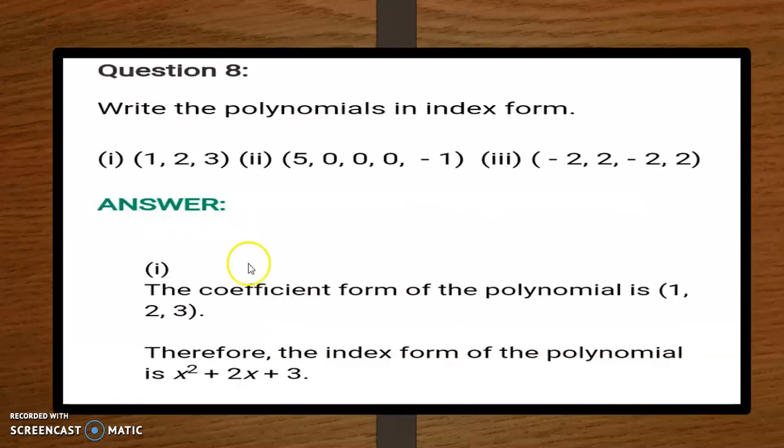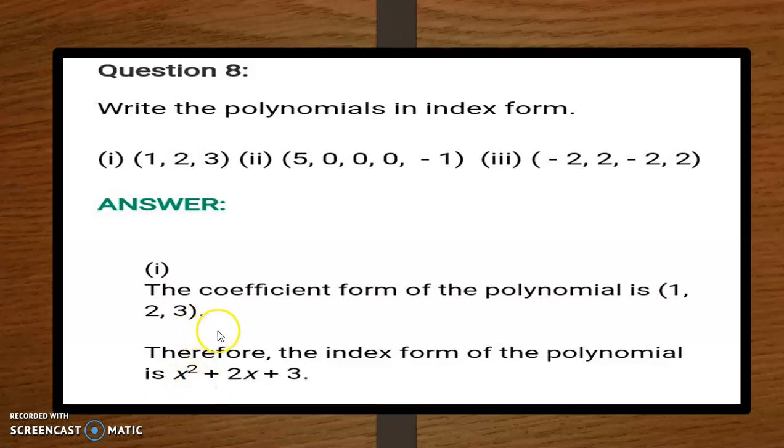Question 8. Write the polynomials in the index form. The coefficient form is given. You have to write it in the index form. First one, the coefficient form of the polynomial is 1, 2, 3. Now here if you see, it contains 3 coefficients. So the degree of the polynomial is 3 minus 1, that is 2. So the index form of the polynomial is x square.